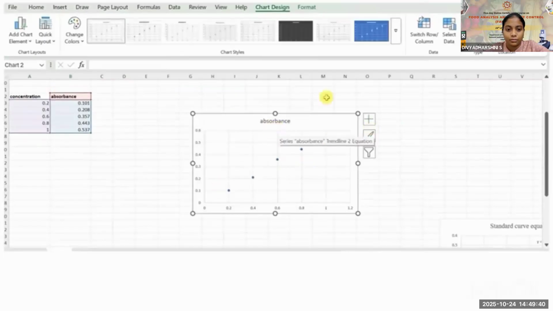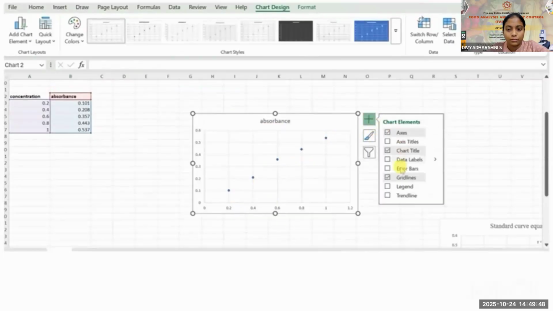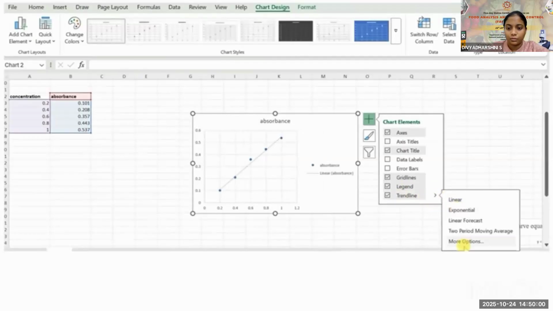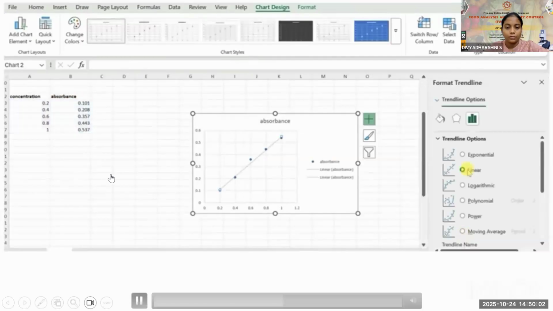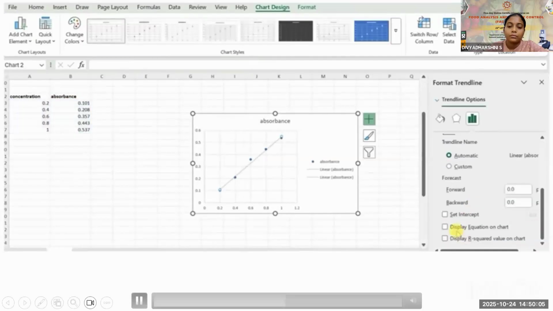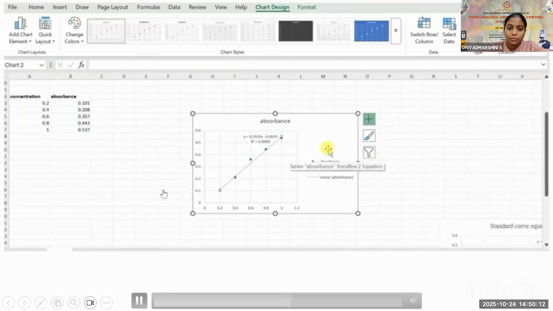Then we can see that the points are linear, but we need to confirm using the trend line equation. So using the plus option, you can also give the legends for easy marking, and go to the trend line. You can see the linear absorbance line came, and if you scroll down to more options, there will be two options: display equation on the chart, click that one, and next display R square value. So both came, and we can use this to estimate whether our model is valid or not.